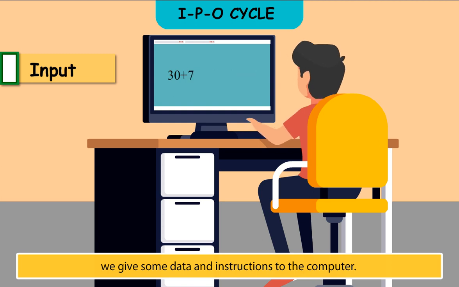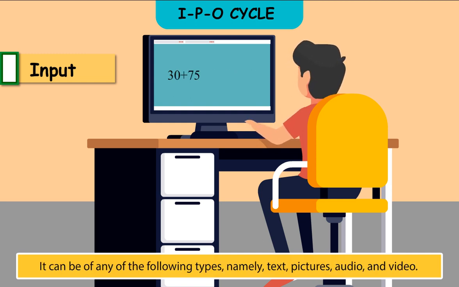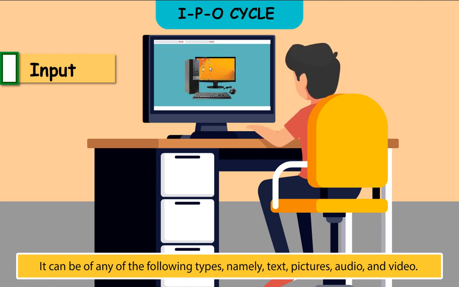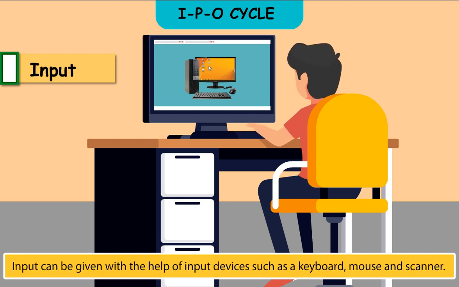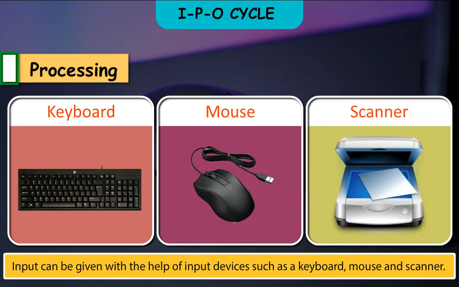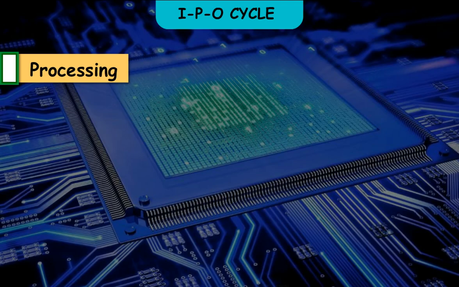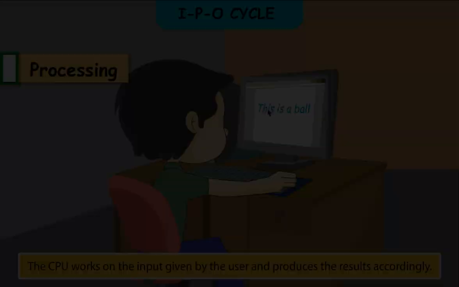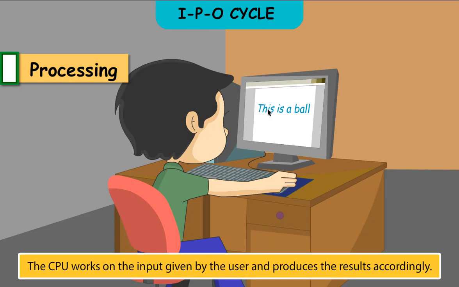Data and instructions given to the computer are called input. It can be of any of the following types, namely text, pictures, audio, and video. Input can be given with the help of input devices such as a keyboard, mouse, and scanner. Processing. The CPU works on the input given by the user and produces the results accordingly. This is called the processing of the data.